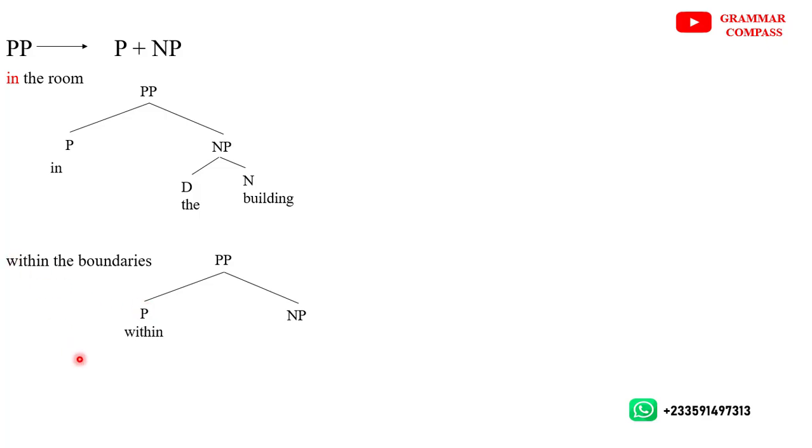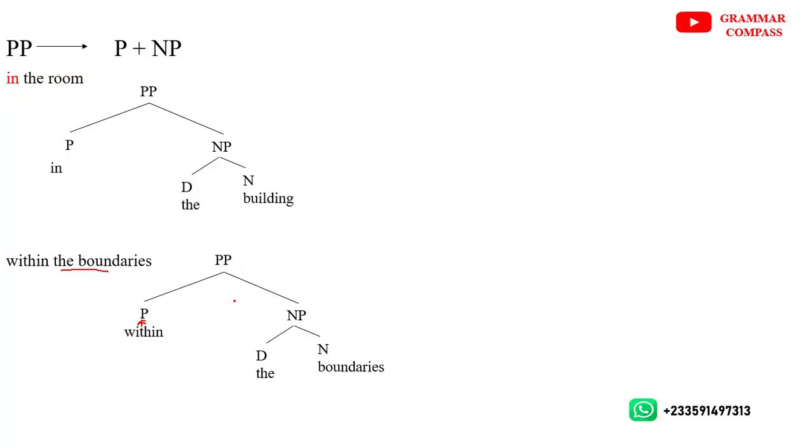We write it below it. Do not create another branch and write within. If you do that, you mean that the preposition has another constituent, but we do not have that. So don't draw any branch before you write the word. Apart from the preposition within, the prepositional phrase also has the noun phrase, the boundaries. Therefore, we will expand the noun phrase. It consists of a determiner, that is the, and then the noun, that is boundaries. We are done representing within the boundaries as constituents in phrase structure.